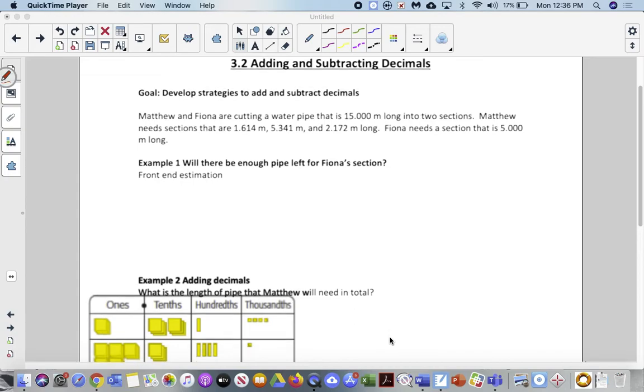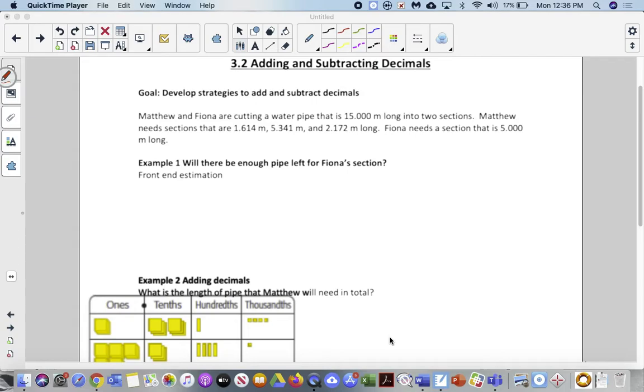Lesson 3.2, adding and subtracting decimals. So today's goal is we're going to develop strategies for adding and subtracting decimals. In the previous section, we just determined how to add whole numbers. Remember, you have to line it up. With decimals, it's the exact same. So let's go through an example.